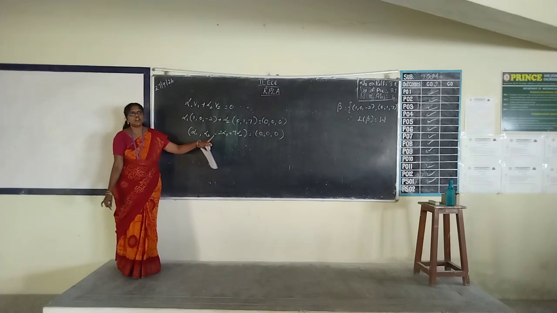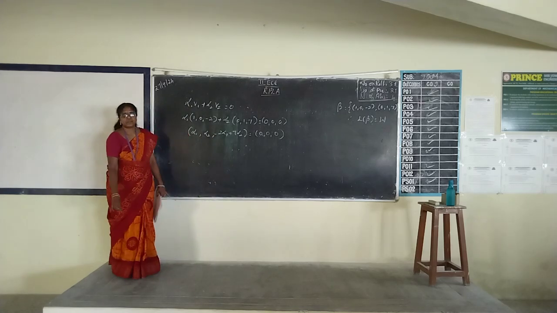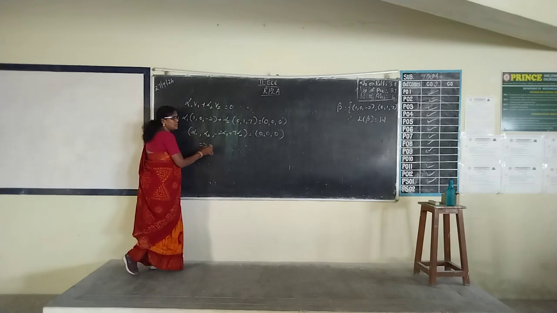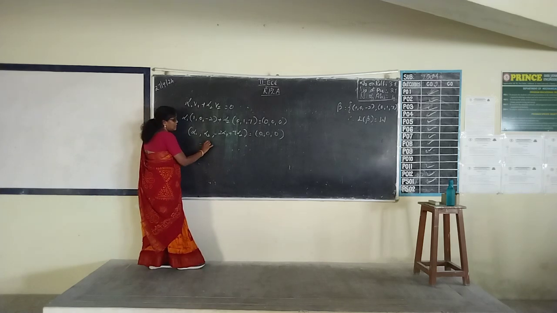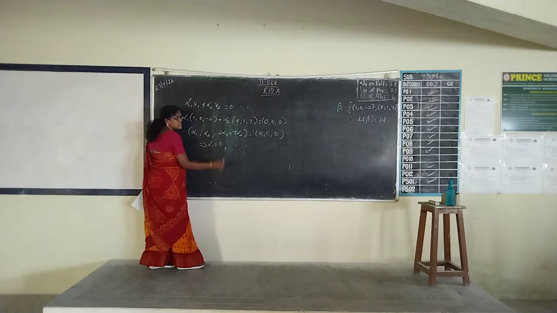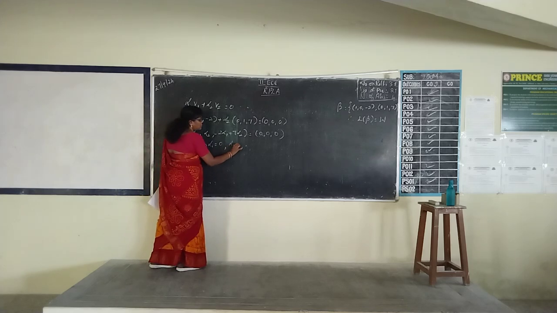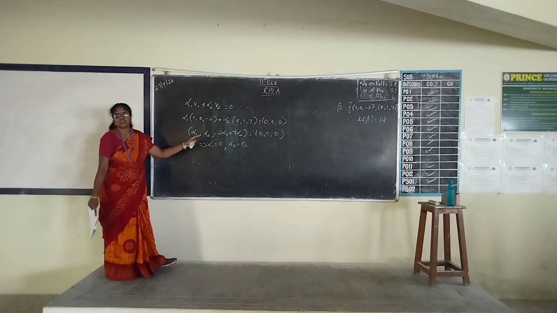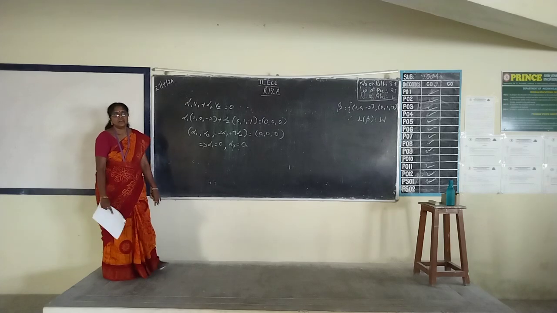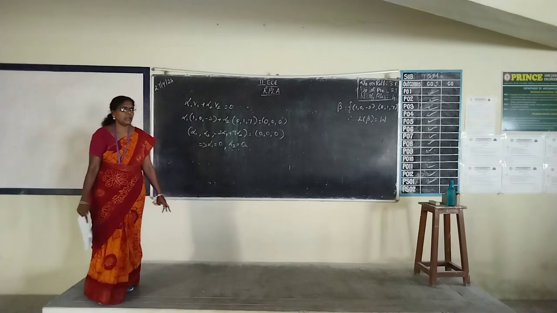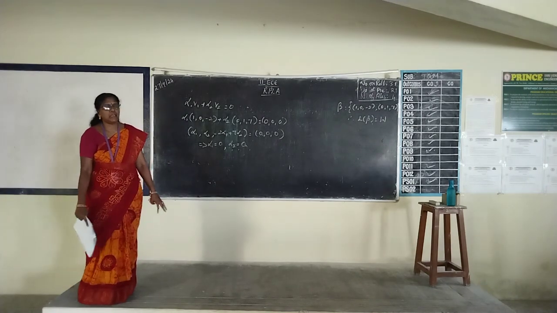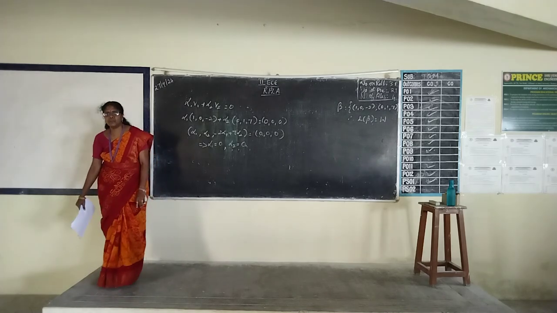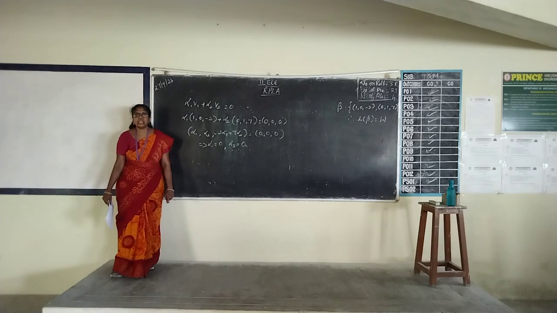If we equate the terms on both sides, what will you get? Obvious one. Alpha 1 is 0. What about alpha 2? That is also 0, equating the terms on both sides. So both the alphas are 0. Dependent or independent? Independent. Therefore, beta is linearly independent.